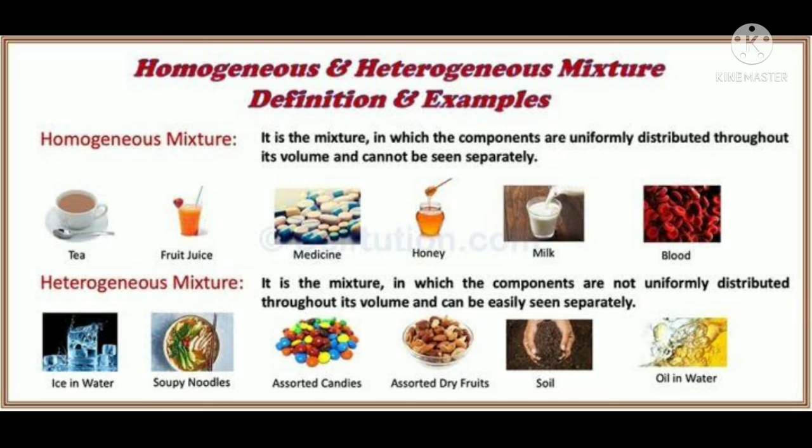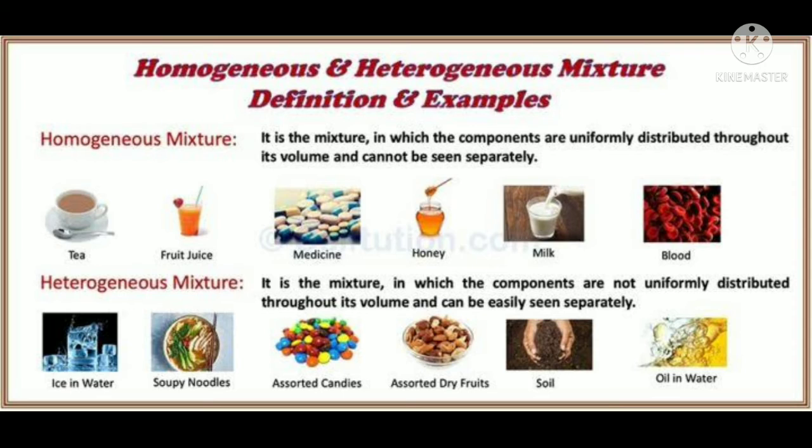Those are heterogeneous mixtures. Means we can separate them slowly by physical methods. Like ice and water, we can just remove the ice from the water. Soupy noodles, noodles and soup, both are different, we can just separate them. Then candies, assorted dry fruits, soil, and from soil also many other things like earthworms, or if plastics are there, we can remove them by physical methods.